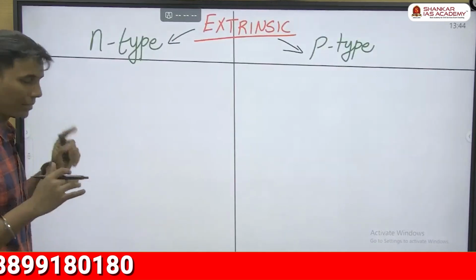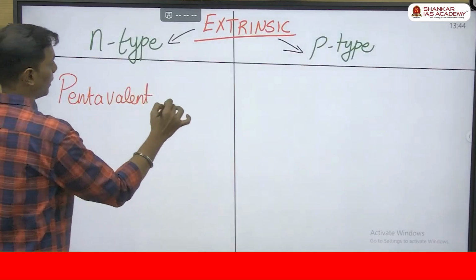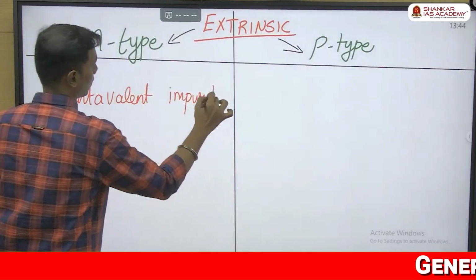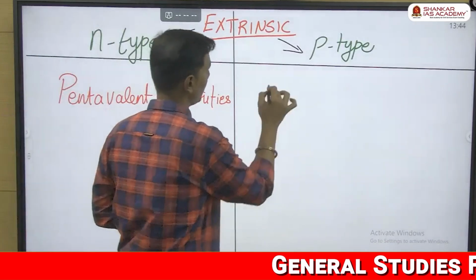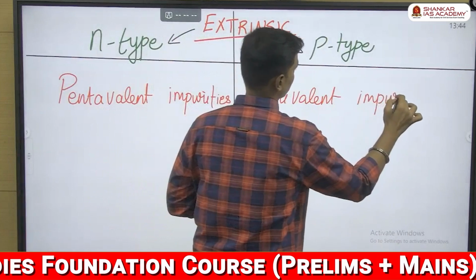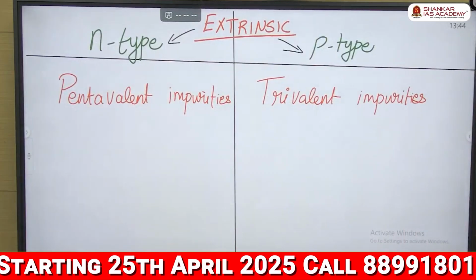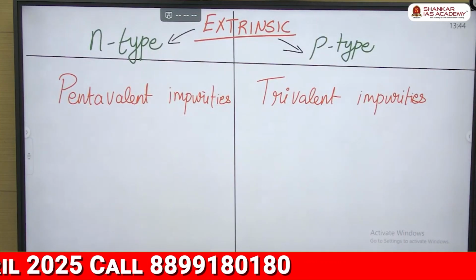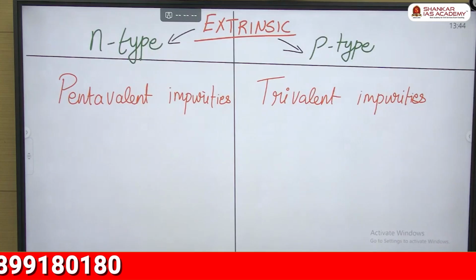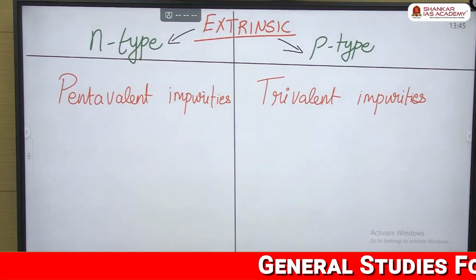Clear? Here, for N-type semiconductor, you can write pentavalent impurities are added, and for P-type, you can write trivalent impurities are added. N-type pentavalent, P-type trivalent.